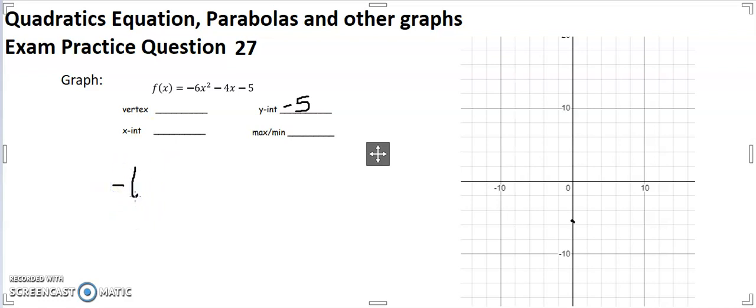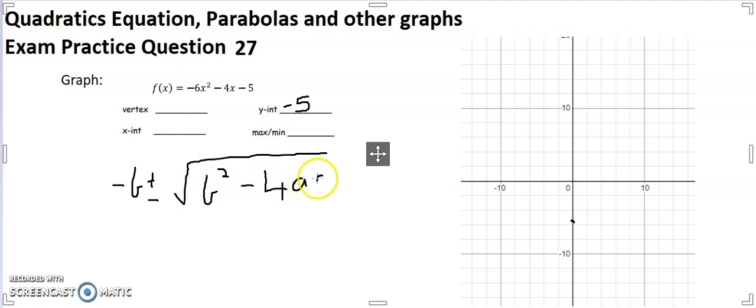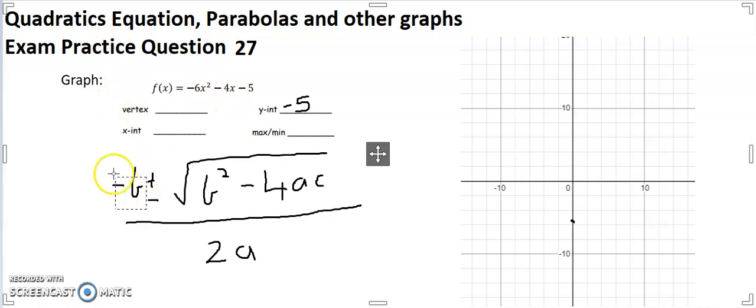And that is using negative b plus or minus square root of b squared minus 4ac, all divided by 2a. Now I just need to substitute into my equation. So b is negative 4. So if I say I've got a negative negative 4, that means I just have a 4. b is negative 4, so negative 4 squared is 16.